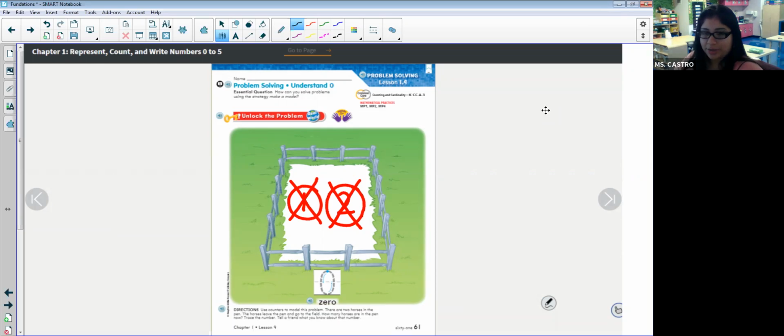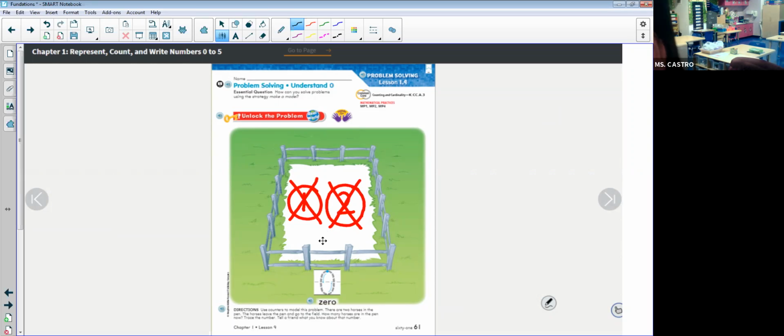How many horses are in the pen now? So looking at our illustration, we started off with 2 horses, but the 2 horses left. So to show that they left, we made X's. Now we are left with 0. 0 horses are in the pen.